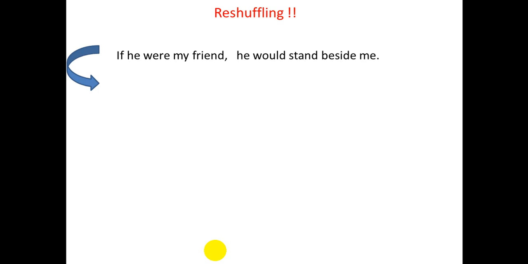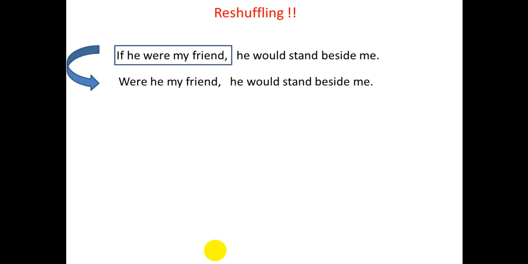Let's move on. Here we are going to look at some examples from the conditionals which are also shown in a different appearance. If he were my friend, he would stand beside me. So this sentence can be written in a different appearance. Look: were he my friend, he would stand beside me. And where lies the change? If he were my friend, were he my friend? It means if I remove if, then the helping verb or where must come at the very beginning.